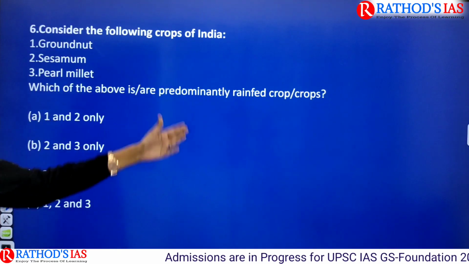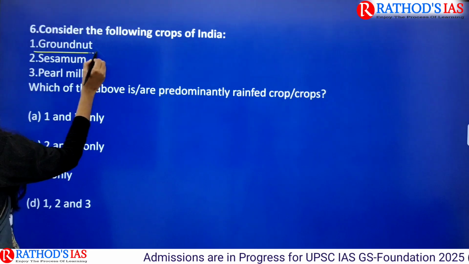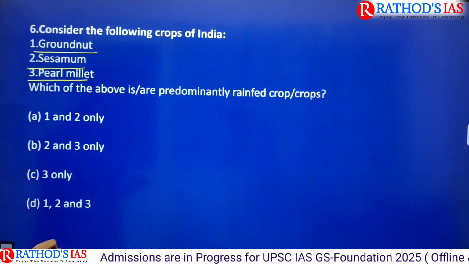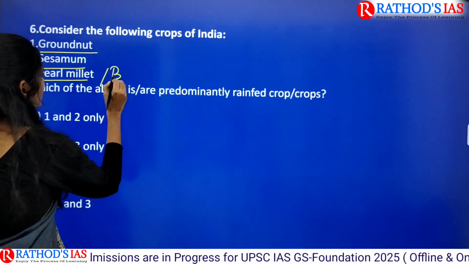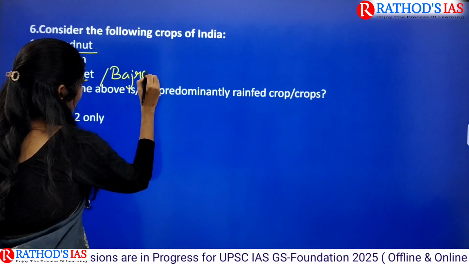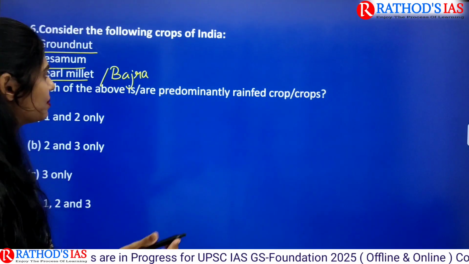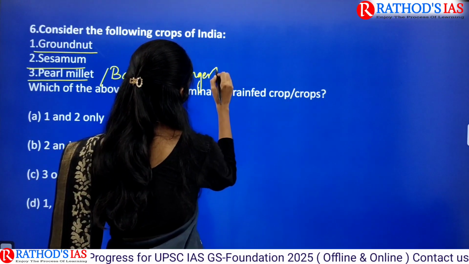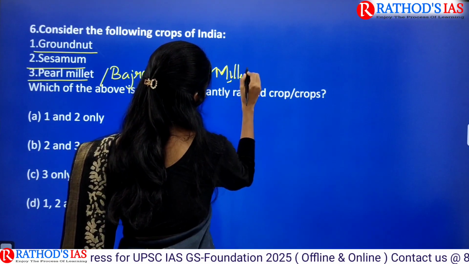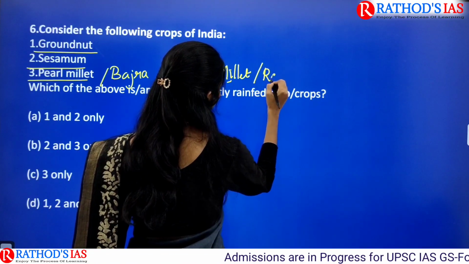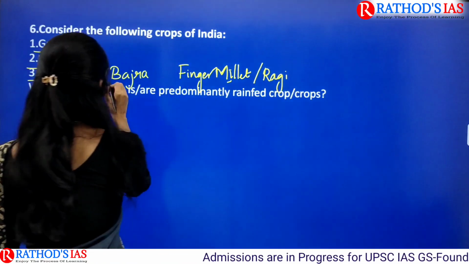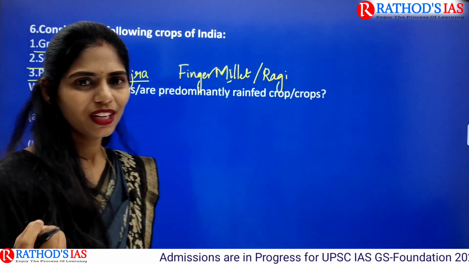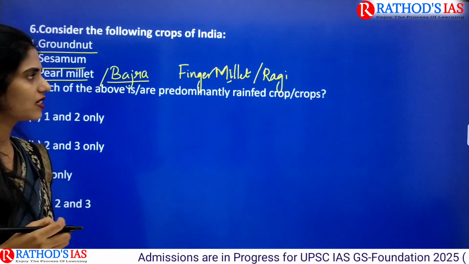And now let us see the next question. Consider the following crops in India. First one is groundnut, second one is sesame, and third one is pearl millet. Pearl millet is also called bajra, and you have to know alternate names. There is also finger millet, which is nothing but ragi. But pearl millet is bajra. If you see bajra, it appears like small pearls, so the name here is pearl millet.